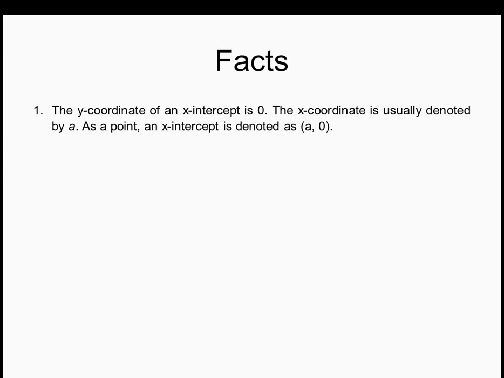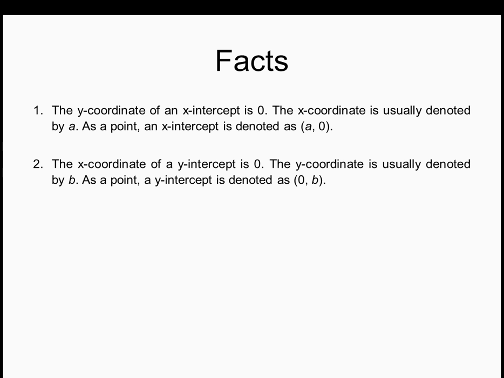Some facts. Number 1, the y-coordinate of an x-intercept is 0. Remember, the x-intercept, you're crossing the x-axis, so you did not move up or down. The x-coordinate is usually denoted by the lowercase letter a. As a point, an x-intercept is noted by (a, 0). Number 2, the x-coordinate of a y-intercept is 0. Remember, you're crossing the y-axis, so you didn't move left or right. The y-coordinate is usually denoted by the lowercase letter b. As a point, a y-intercept is noted by (0, b).